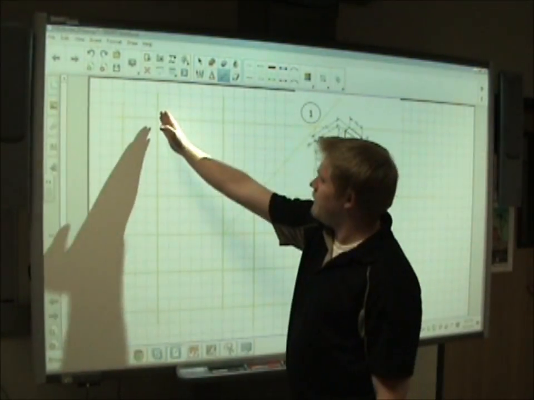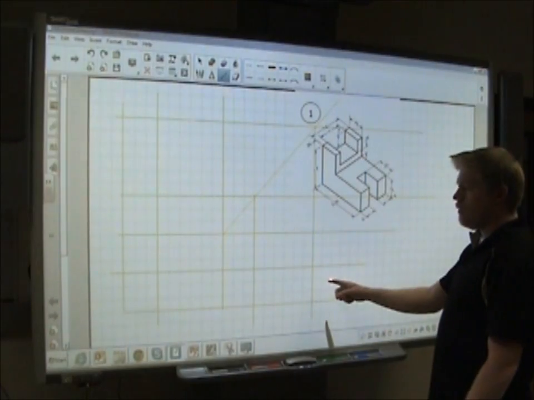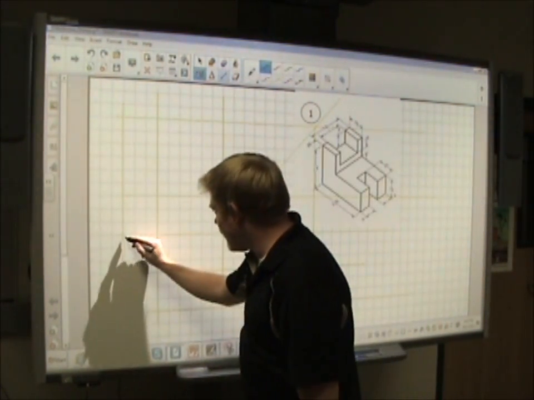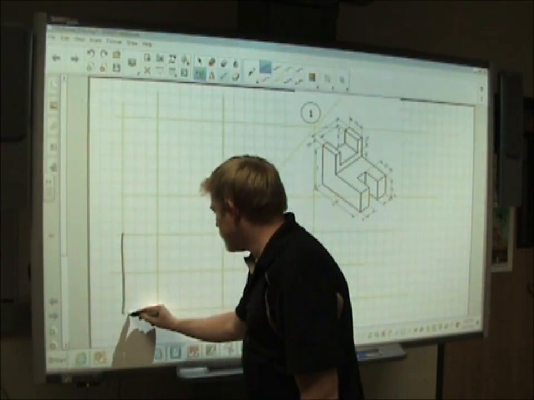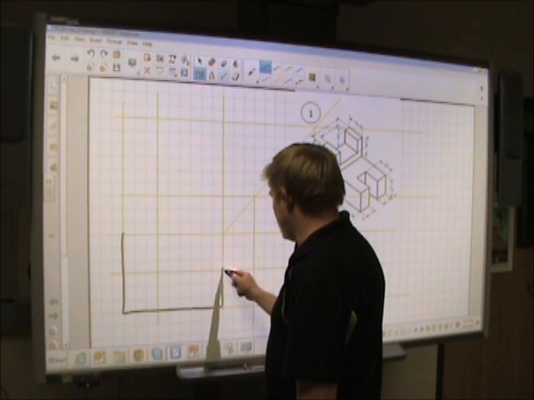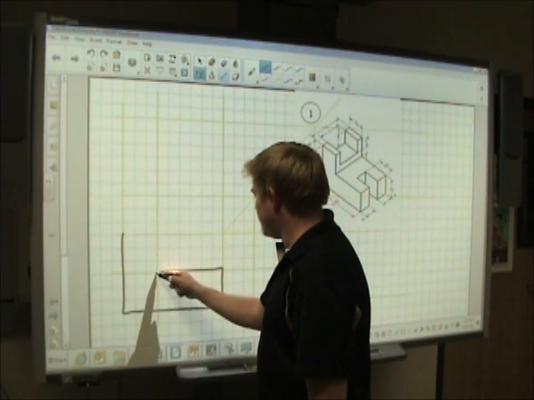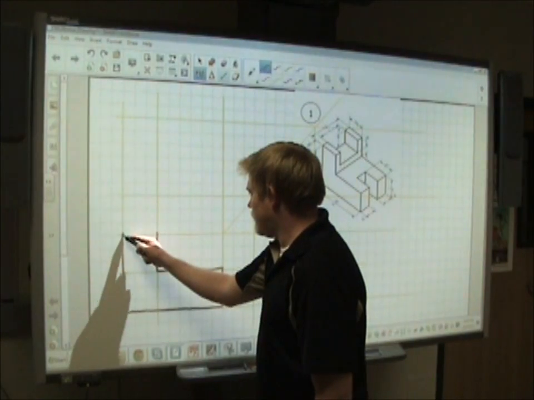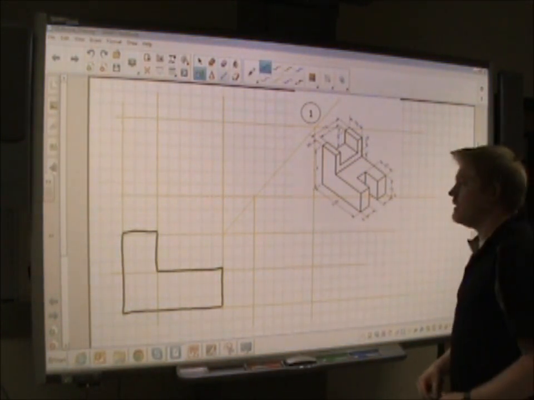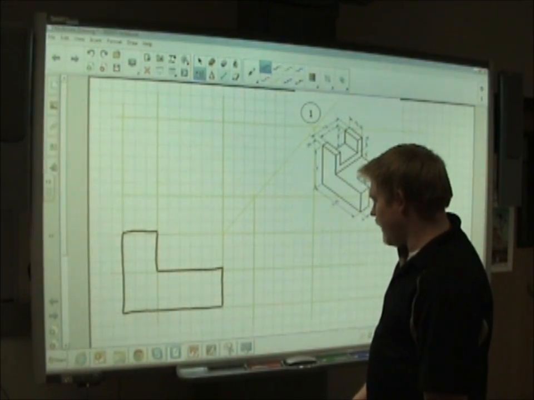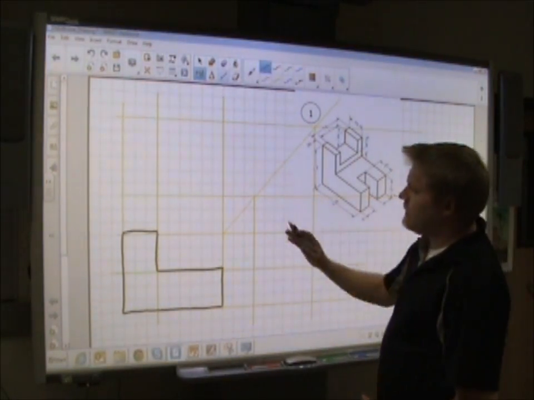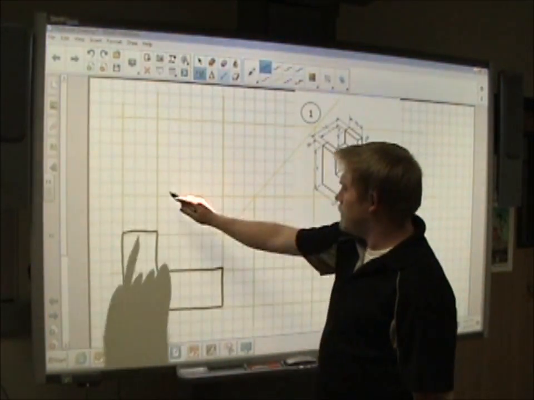I projected that line up to the top view and I projected it over to the right side view. Now the cool thing is, we have just identified where our object is in the front view. There we have it. Not quite as clean as drawing on a piece of paper, but we do have our front view identified.